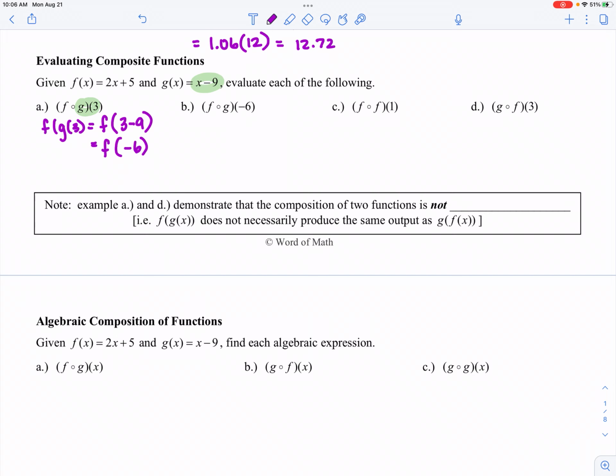So now we are going to figure out f of negative 6. Looking at our f function, 2x plus 5, anywhere that there is an x, I'm going to replace it with a negative 6. So this becomes 2 times negative 6 plus 5. We multiply and add, we get a negative 7. So f of g of 3 is negative 7.